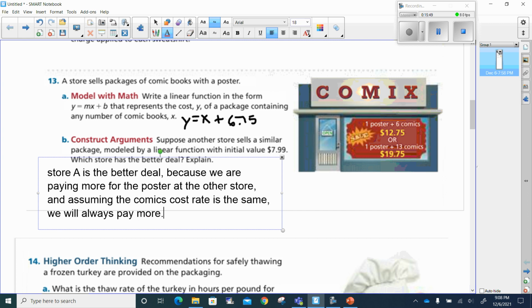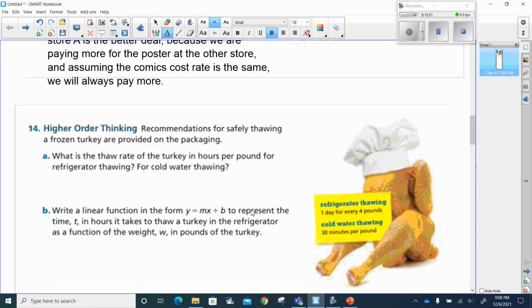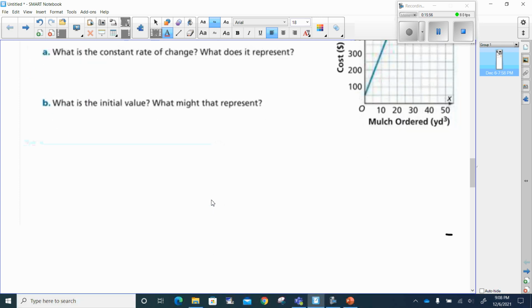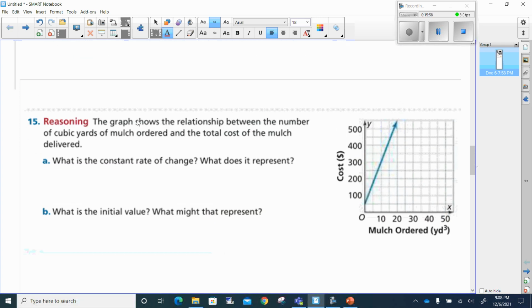All right, let's go to number 15. Number 15 says, and it's like our last one, thank goodness, the graph shows the relationship between the number of cubic yards and the total cost of the mulch delivered. What is the constant rate of change?